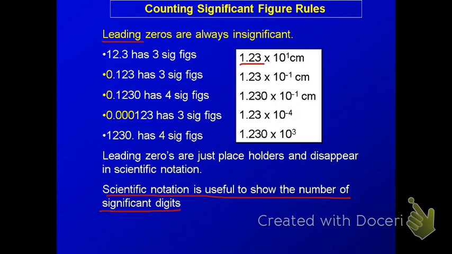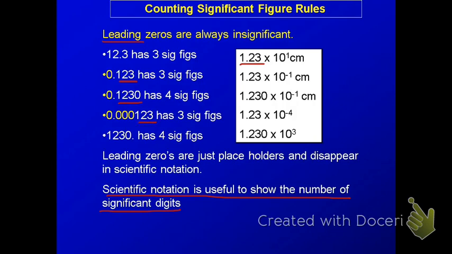The second example, we have a leading zero. So I've underlined the significant digits. That first zero is just a placeholder. If we have 0.1230, I'm underlining the significant digits. We have 4 significant digits.